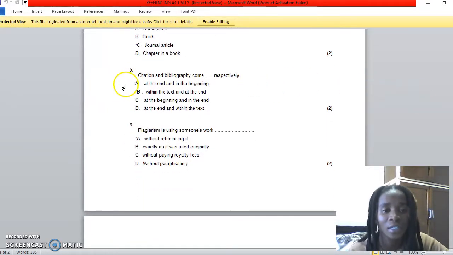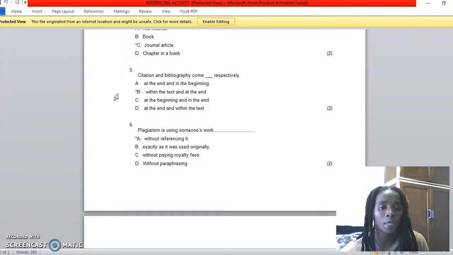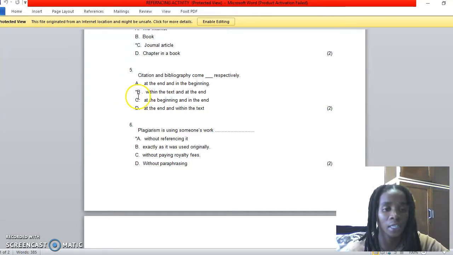Number 5. Citation and bibliography come dash respectively. Let's go through our options. A, at the end, in the beginning. B, within the text and at the end. C, at the beginning and in the end. D, at the end and within the text. Now, the correct answer here will be B. Why B? Within the text and at the end. It is optional whether you want to write whatever you're referencing in the beginning of your assignment or at the end. Regardless, what's important is whether you have cited or not. Only they will be within the text and at the end.